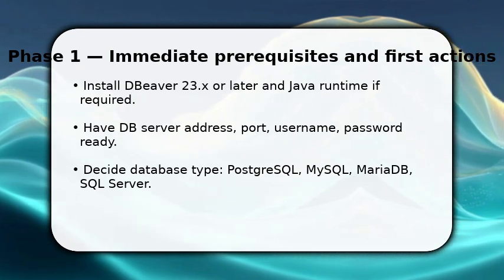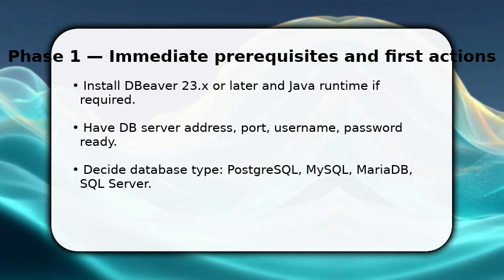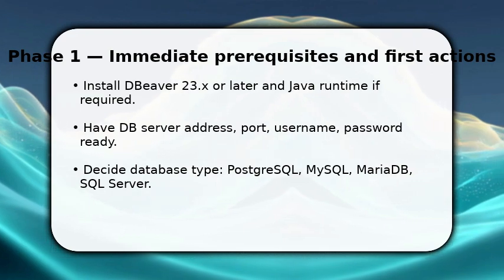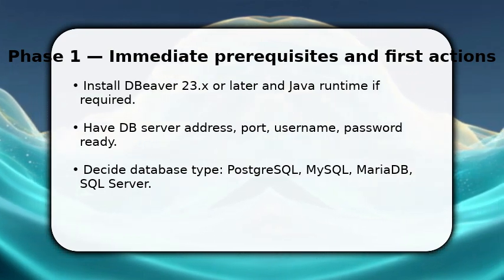Make sure to click the Test Connection button to verify reachability. If the test fails, check the firewall or host IP before proceeding. When the test succeeds, click Finish to create the connection stub.